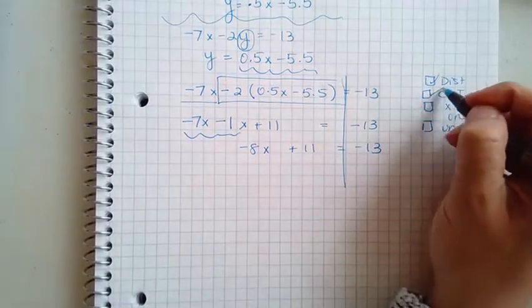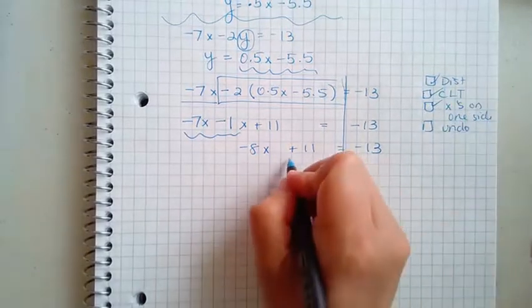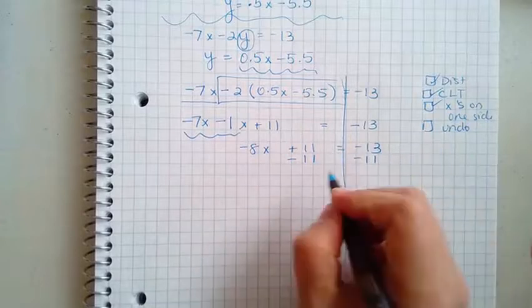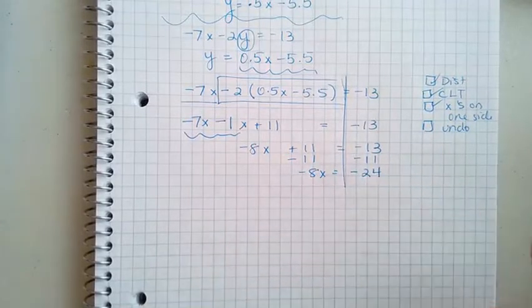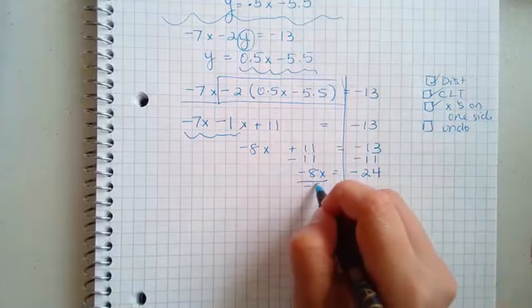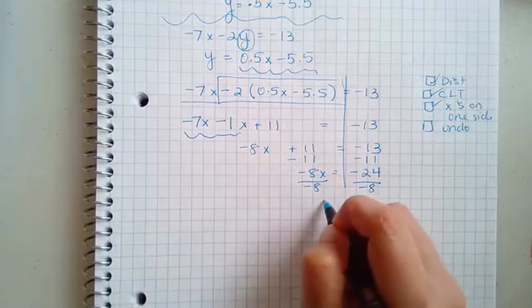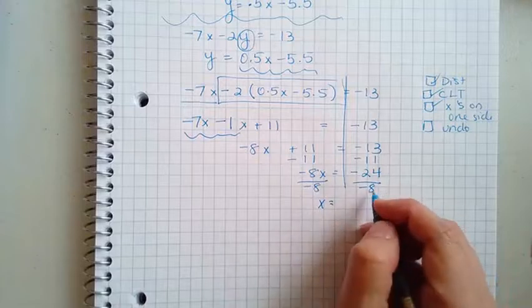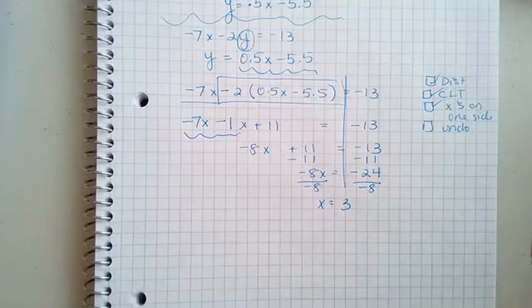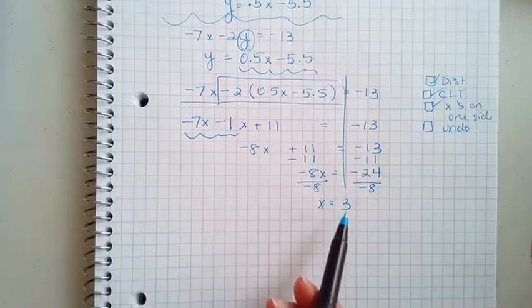X's are on one side, and now I'm going to undo. Subtract 11 from both sides. Divide both sides by -8. Negative divided by a negative is a positive, and 24 divided by 8 is 3. Awesome. So I've got 1/2 of my answer. Now I've got to use that to find my other one.